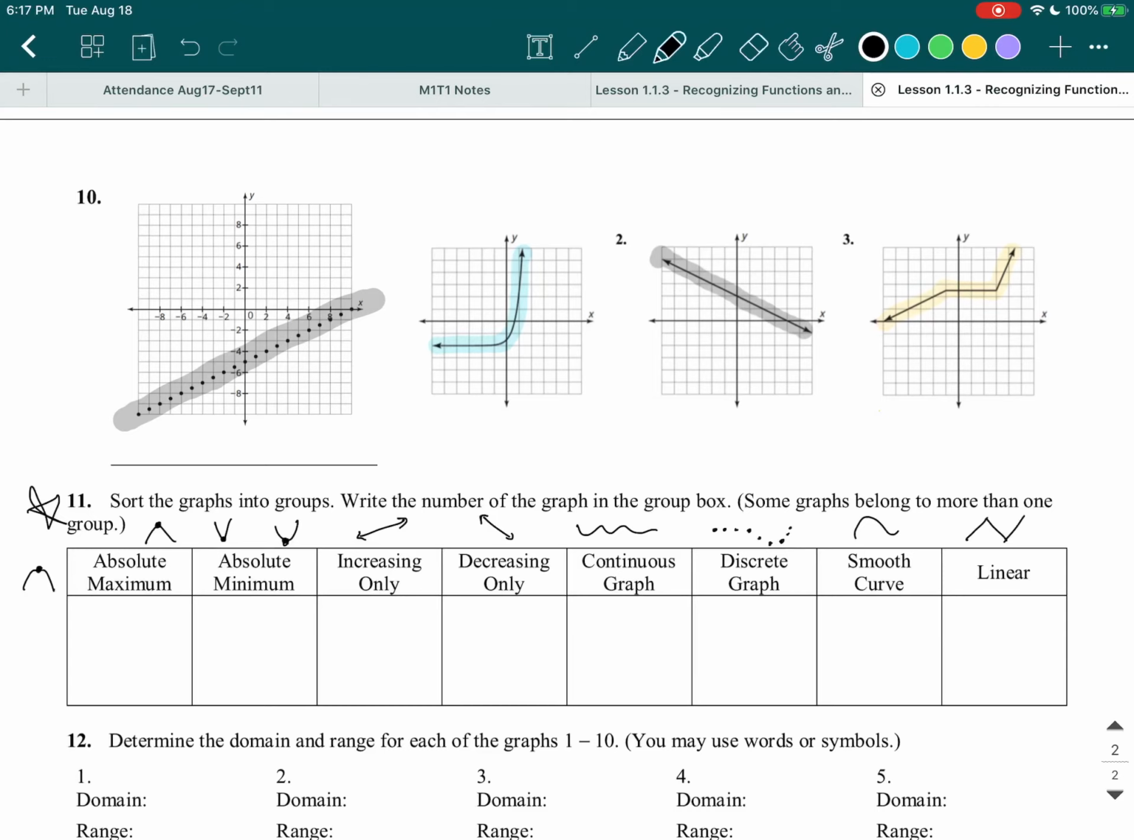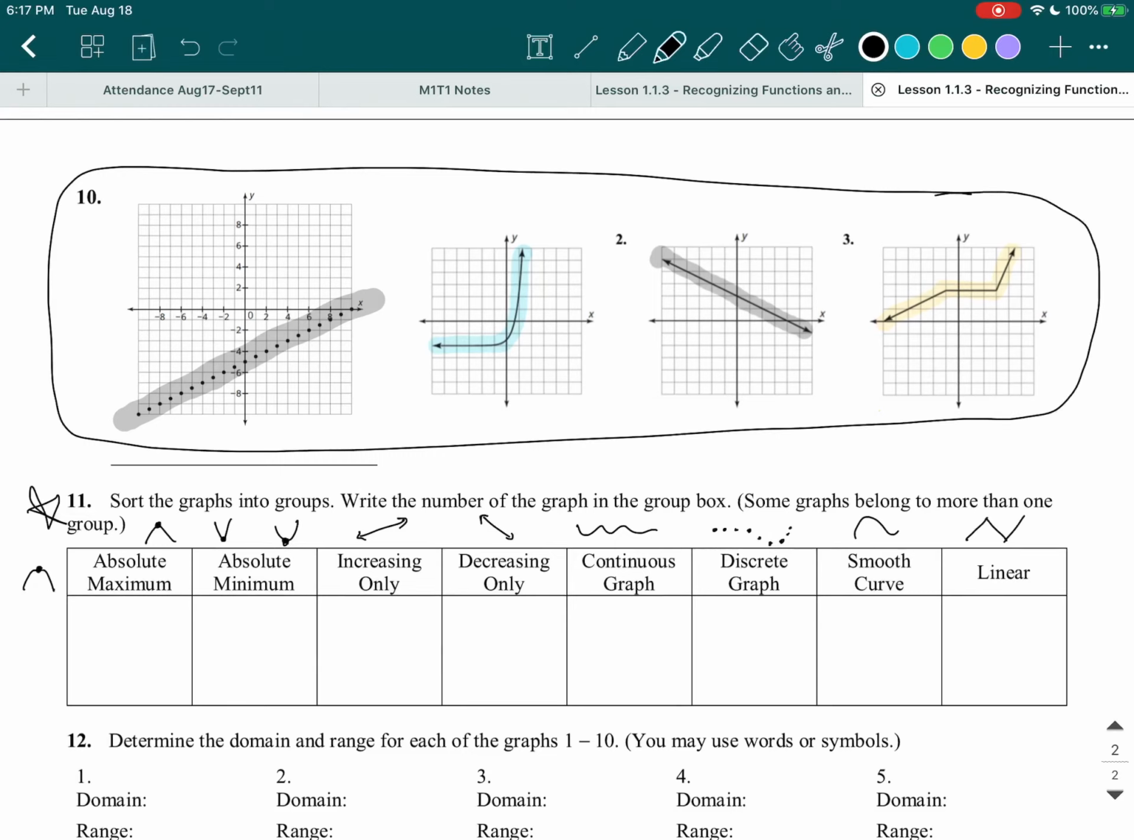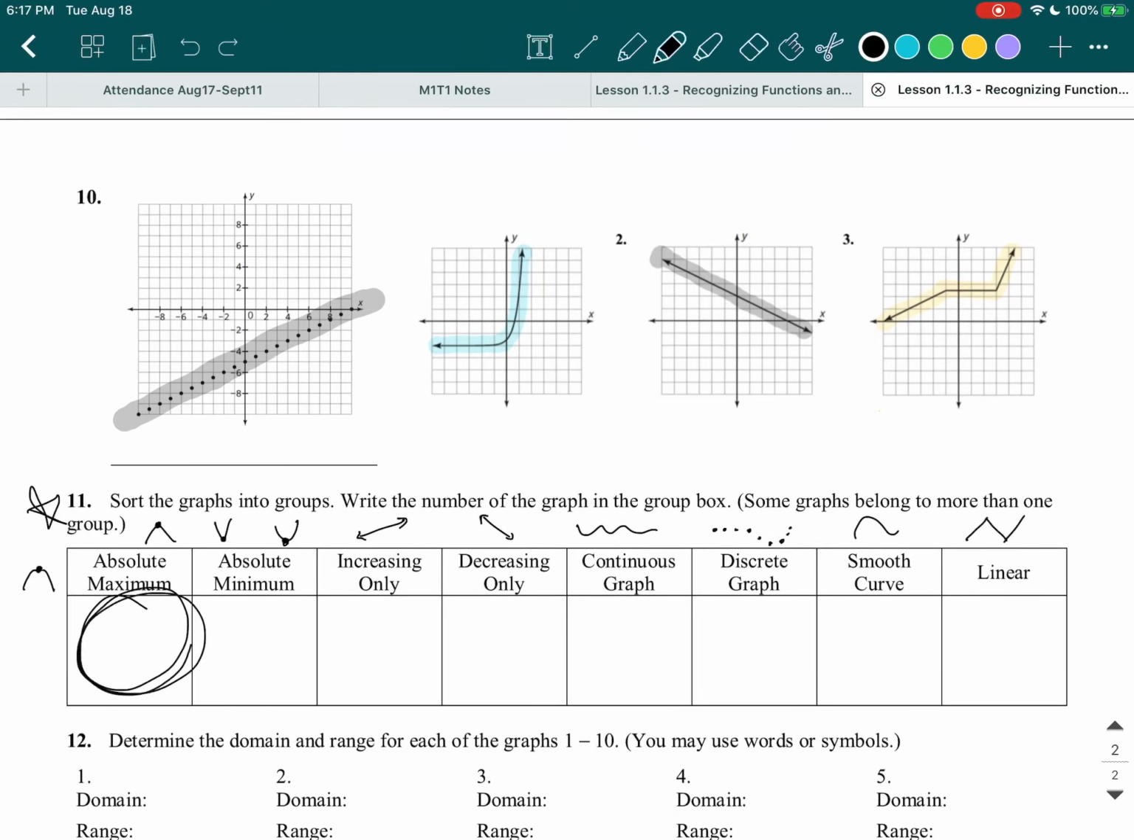Now let's get started sorting. Let's take a look to see if any of these 4 graphs that are over here, do any of them have an absolute maximum? Take a look. Do they have a high point? That's absolutely the highest point ever.